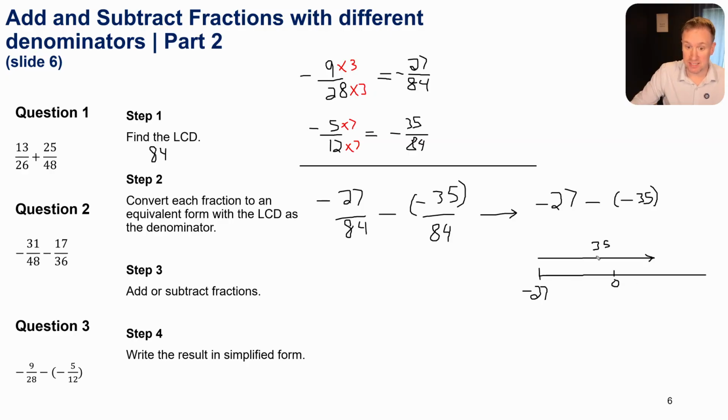And I'm basically looking at what's the difference between 35 and 27, which is 8 here. So it takes me 27 units to get back to 0. It's 27 units from here to here. And then I have another 8 units basically to go after that. Okay, so my answer, my numerator then is actually a positive now. And it's a positive 8 over 84 here.